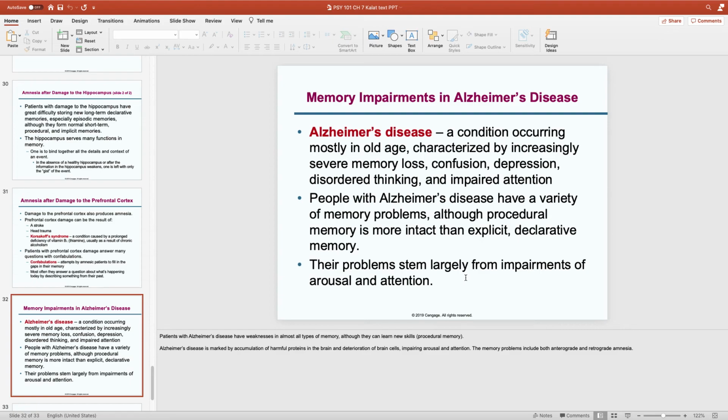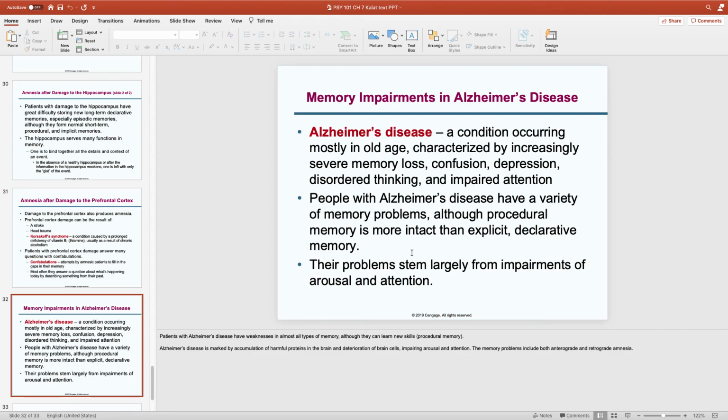We have another area of memory impairment called Alzheimer's disease. Many of you may have heard of it. When we have onset of Alzheimer's prior to the age of 60, there are genes that can help explain that. However, Alzheimer's disease traditionally is a condition occurring mostly in old age, where there is increasingly severe memory loss. There's often confusion and depression, disordered thinking, and an inability to pay attention well or for long periods of time.